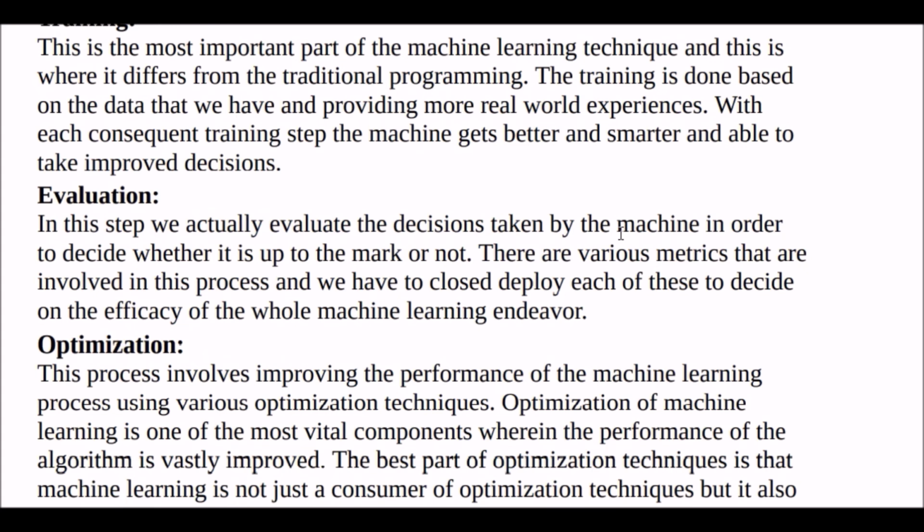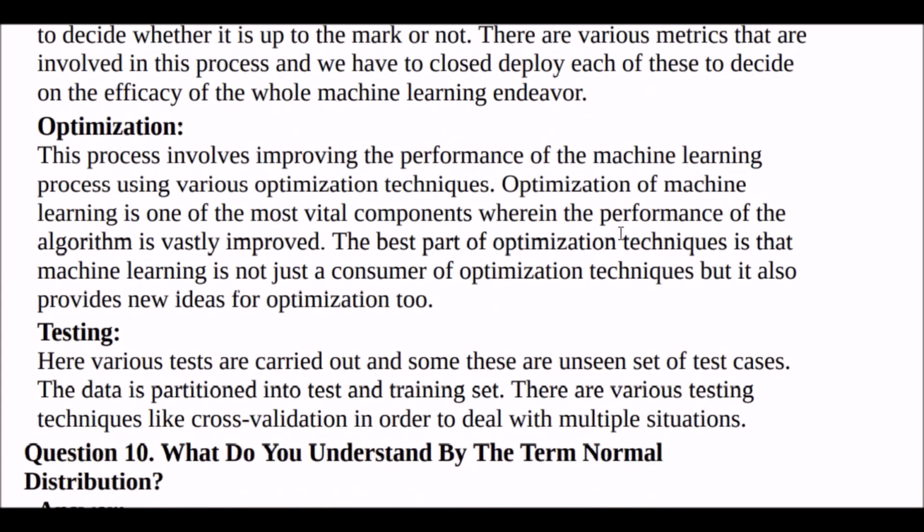Next, optimization. This process involves improving the performance of the machine learning process using various optimization techniques. Optimization of machine learning is one of the most vital components wherein the performance of the algorithm is vastly improved. The best part of optimization techniques is that machine learning is not just a consumer of optimization techniques, but it also provides new ideas for optimization too.